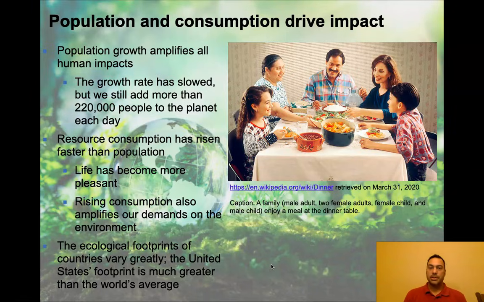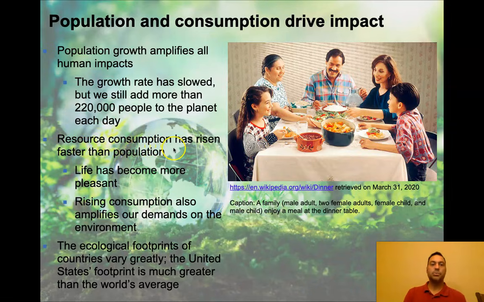Now, population and consumption definitely drive the impact. As we get larger, we have larger impacts. So population growth amplifies all human impacts. The growth rate has slowed, but we still add more than 220,000 people. Wow, I understated it in my mistake. 220,000 people to the planet each day. That's a number I looked up right before recording this lecture.